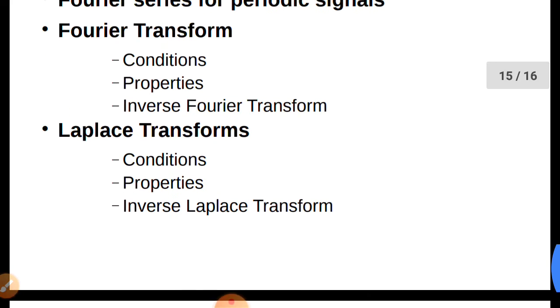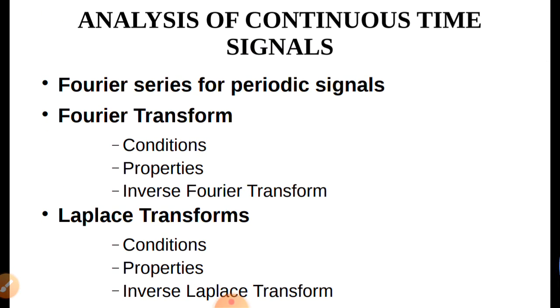Let's go on to the second unit. The second unit is all about analysis of continuous time signals: Fourier series, Fourier transform, Laplace transform. I hope you have studied some of these, maybe the Laplace transform or other transforms, in your second semester mathematics. I will explain these things very clearly when we handle this unit. The third unit is all about analysis of continuous time systems. Likewise, the fourth and fifth units cover discrete time systems.